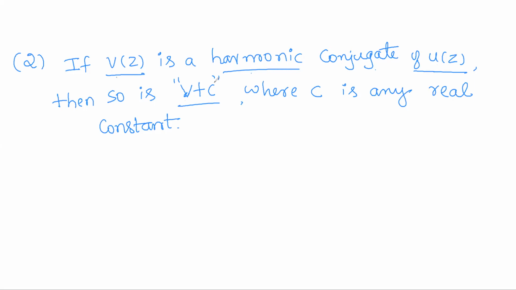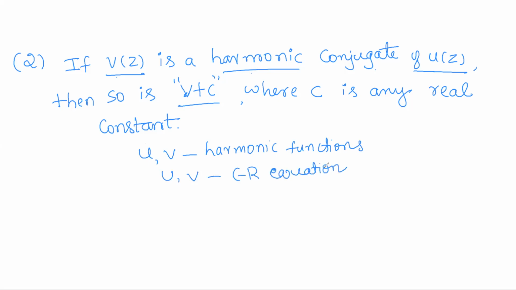This is because, what they have given is V is harmonic conjugate of U. So it means U and V are harmonic functions, and U and V satisfy CR equations. Using this fact, now consider V plus C. V is a harmonic function, and C means it is a constant, a real constant.